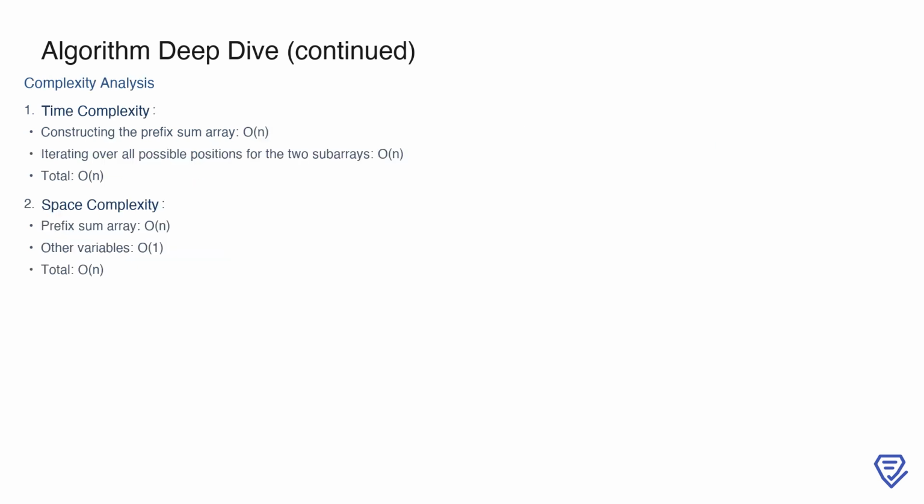Now, let's analyze the complexity of the algorithm. For the time complexity, constructing the prefix sum array requires O(n), and iterating over all possible positions for the two subarrays also takes O(n). Therefore, the total time complexity is O(n). For space complexity, the prefix sum array requires O(n) space, while the additional variables used to track the maximum sums only require O(1) space. As a result, the total space complexity is also O(n). This efficiency makes the algorithm well-suited for handling large input arrays.